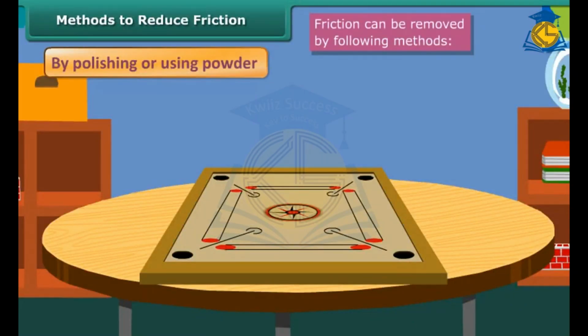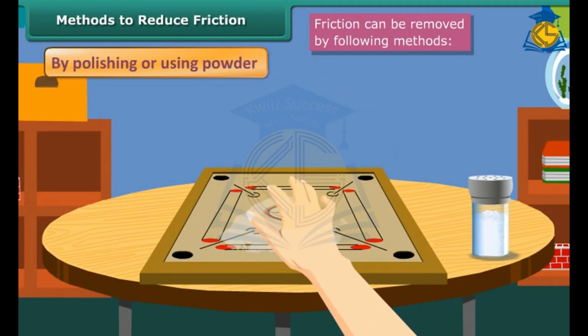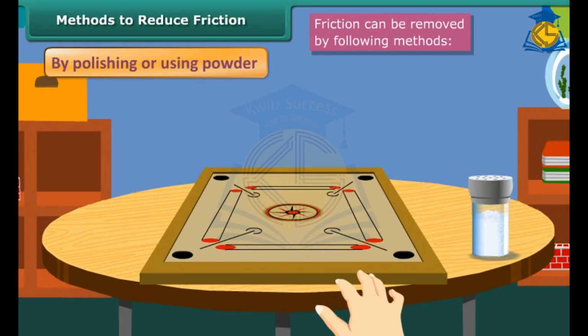Friction can be reduced by the following methods. By polishing or using powder, we can smooth the rough surface. Due to smoothness, the friction is reduced between the surfaces.